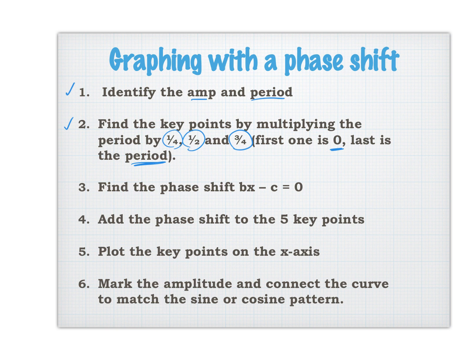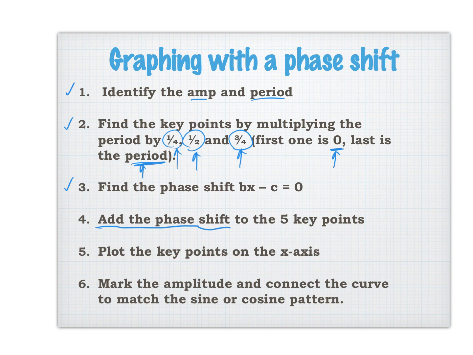Then you're going to figure out what your phase shift is, okay? Once you figure out your phase shift, you're going to add that shift to these three values plus the 0 plus the period, you know, the last one. So those 5 are going to get this added to it.